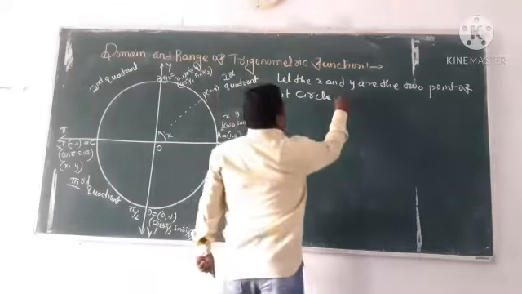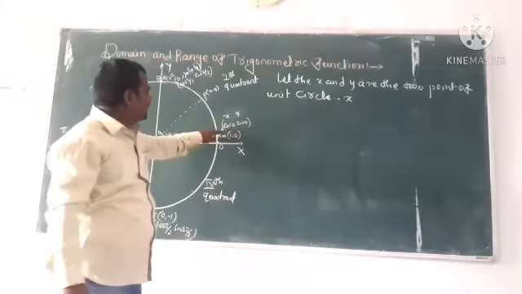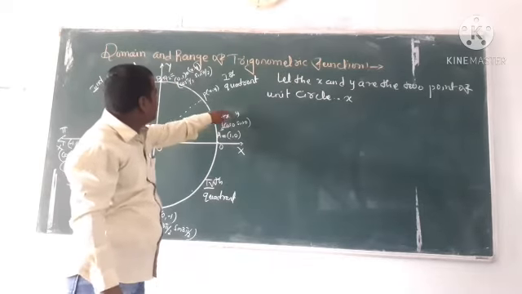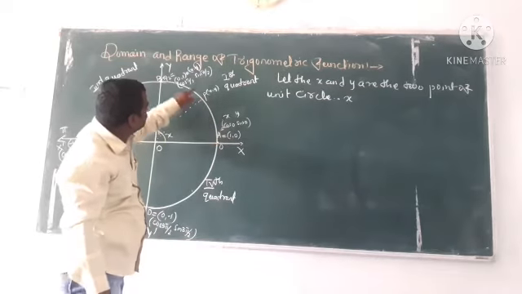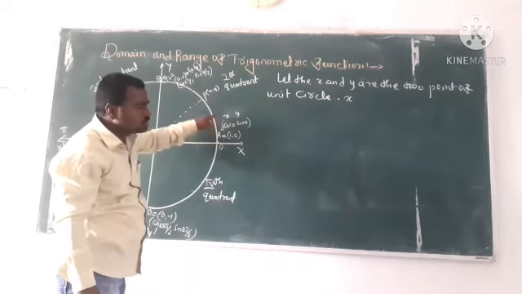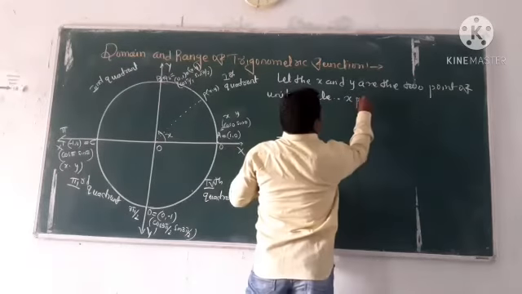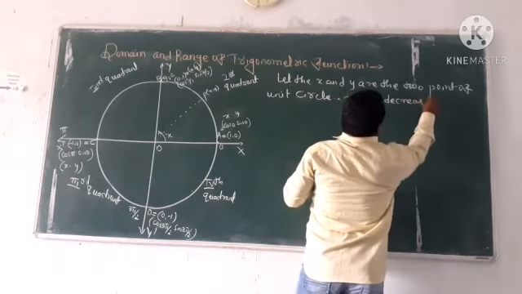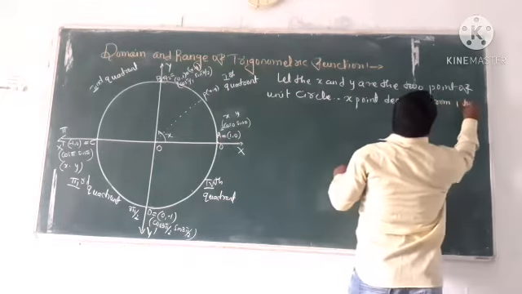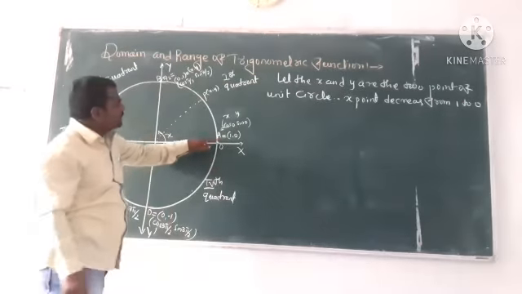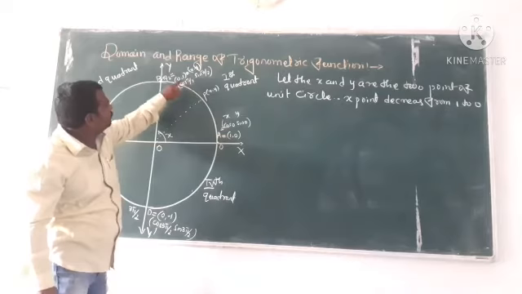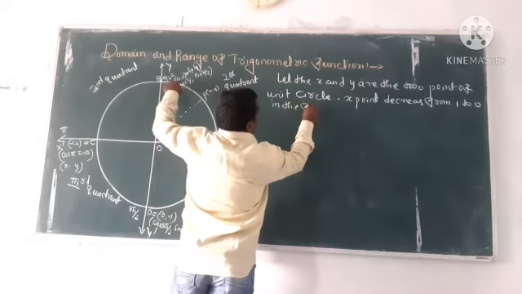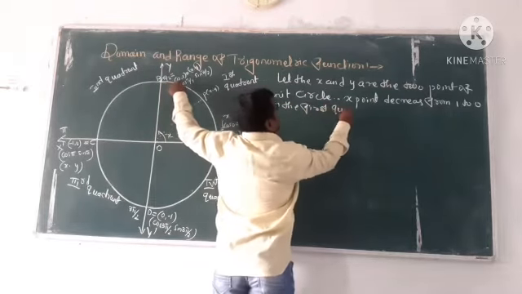So look at this one, where x goes on decreasing. The x point goes from 1 to 0, so the x point decreases from 1 to 0 in the first quadrant, right? First quadrant.